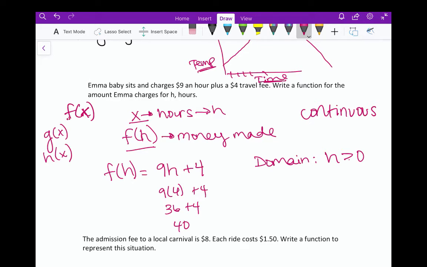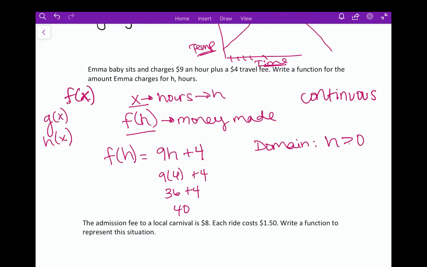So the domain is anything greater than 0. So it is a continuous function again because the hours can be anything greater than 0, as opposed to just being a specific list. It is possible to work half an hour or a quarter of an hour or things like that.